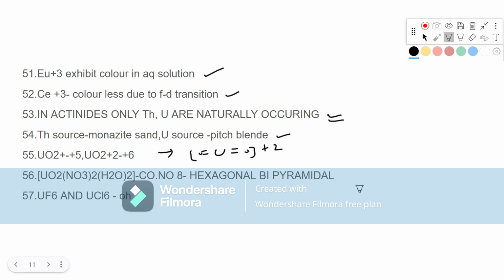Next, UO2(NO3)2(H2O)2, coordination number: 2 and 2 is 4, 5, 6, 7, 8, so coordination number is 8, hexagonal bipyramidal geometry, right? Next, UF6 and UCl6 are octahedral geometry. Okay, so this is about f block elements.